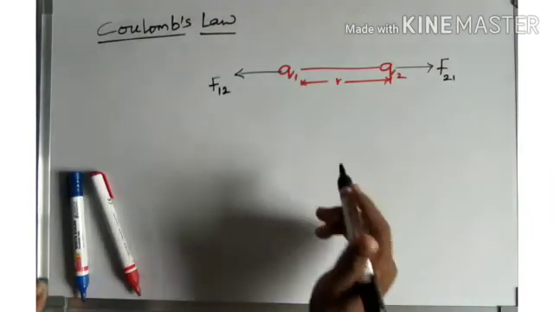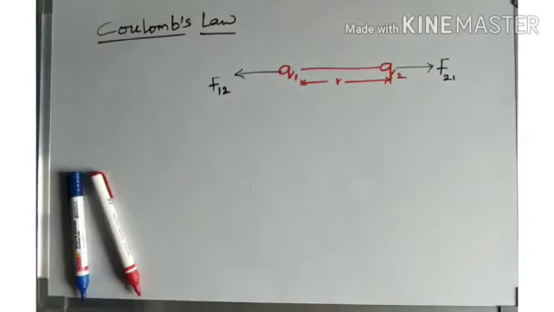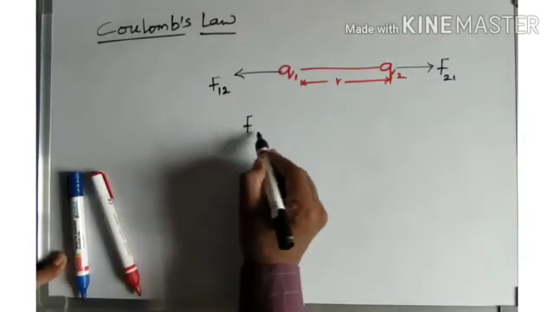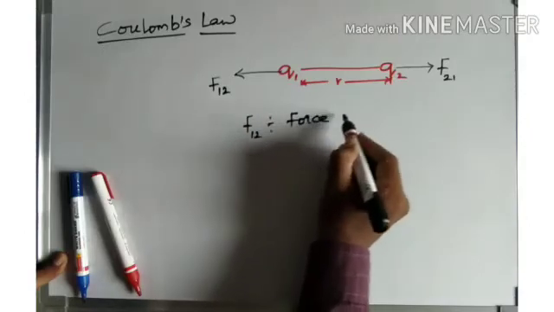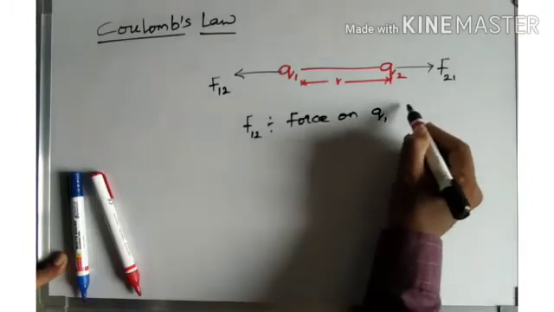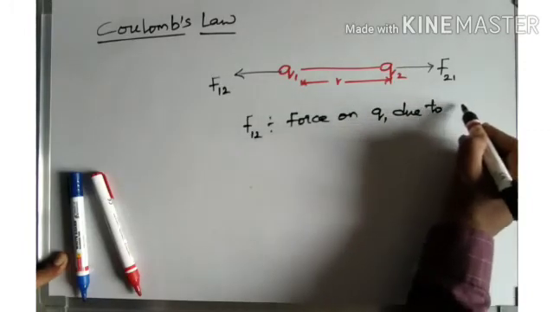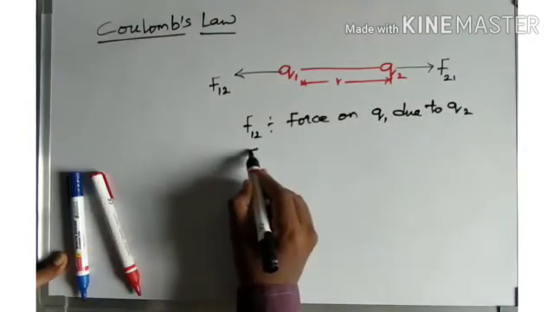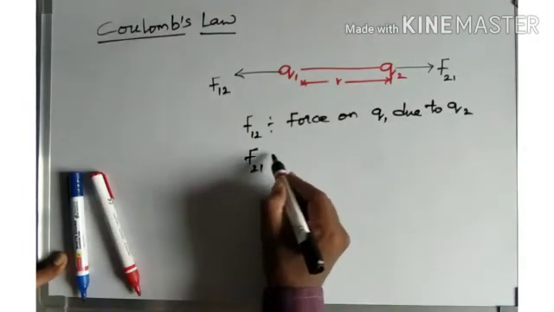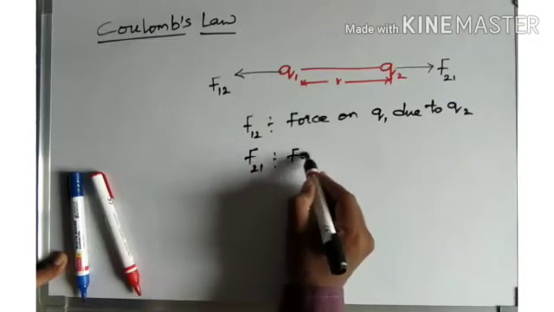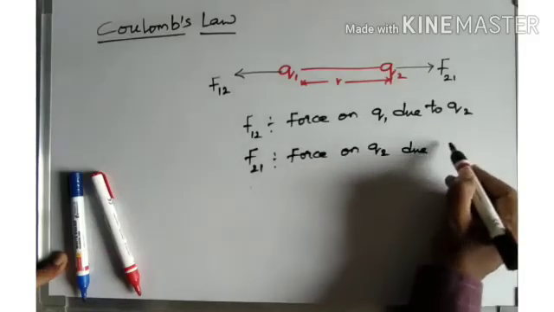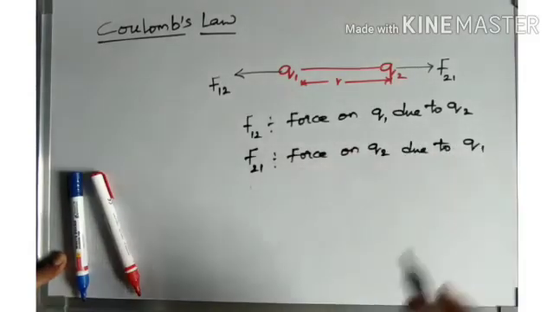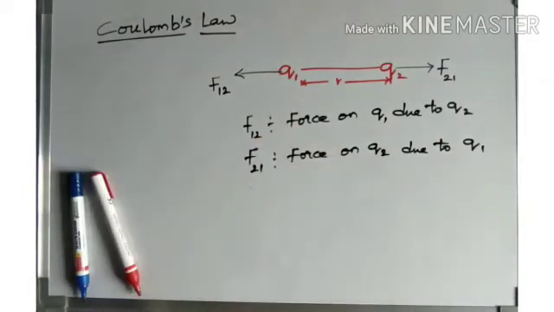Right. And if you look at the directions of these forces, I will just rewrite this once again. F12 is nothing but force on Q1 due to Q2, and F21 is nothing but force on Q2 due to Q1. If you look at these two forces, do they act in the same direction? No, they don't act in the same direction.